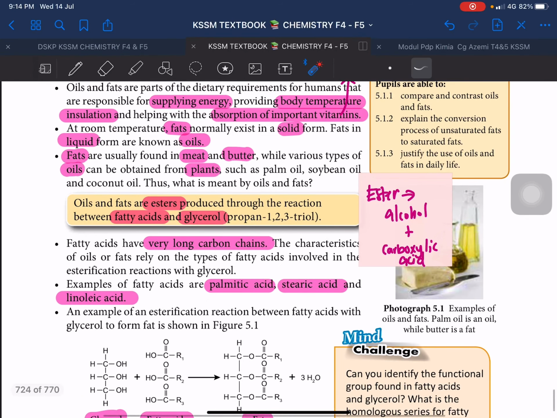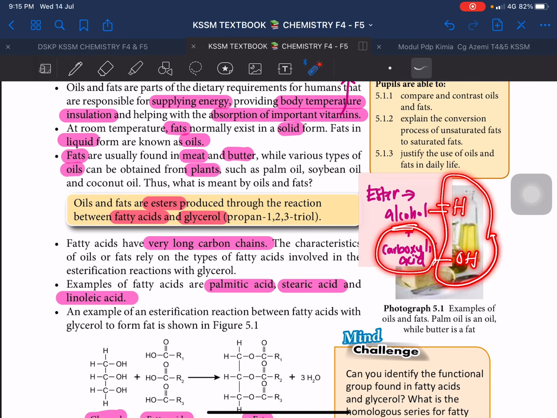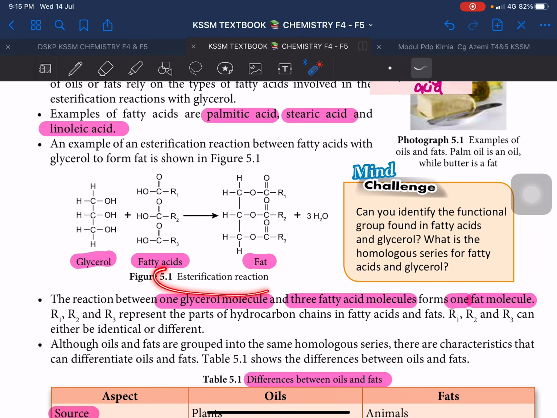So what happened here? You understand already. If you want to form ester, you must take out 1 H from alcohol and 1 OH from carboxylic acid. Thus, you will have a molecule of water. But in esterification for fat, there are 3 molecules of water. Why 3? Because there are 3 fatty acids. What happened? This and this and this, break them and then connect. When you connect it, then it becomes like this.